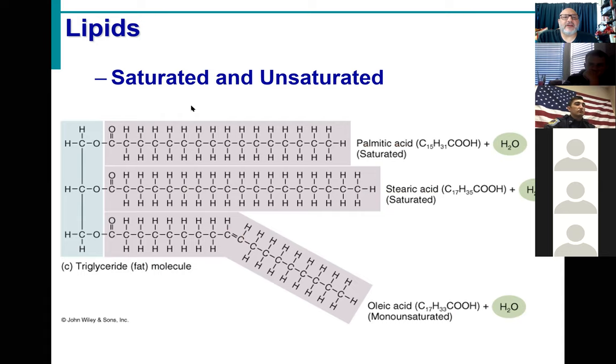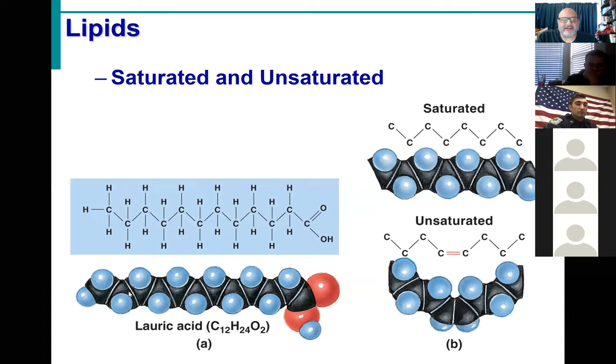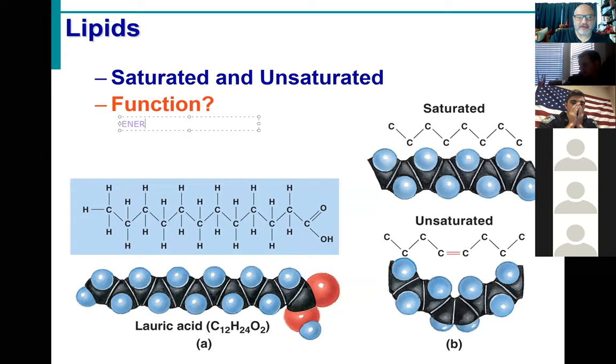Now, again, what do we use these triglycerides for? Oh, and here's some more. We see an example of another fatty acid. And again, here we see an example of an unsaturated with that kink, with that double bond, versus a saturated. And again, it's all carbons and hydrogens. Now, what do we typically use these triglycerides for? What are their functions? Storage of energy. Excellent. These are energy storage, absolutely.